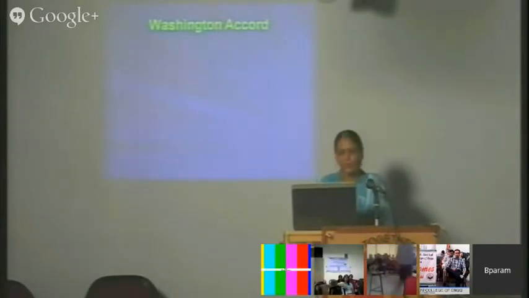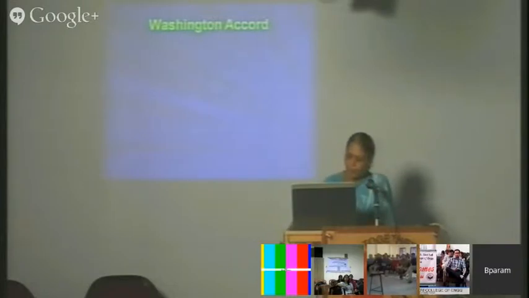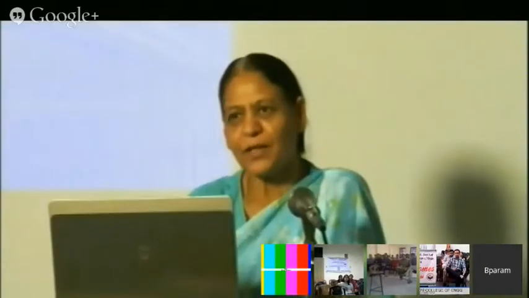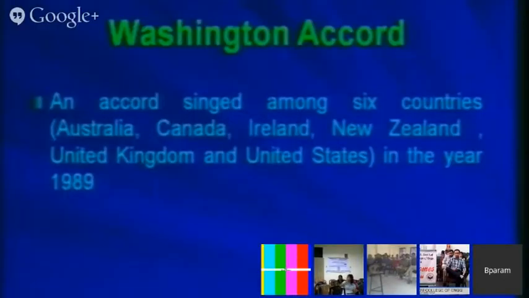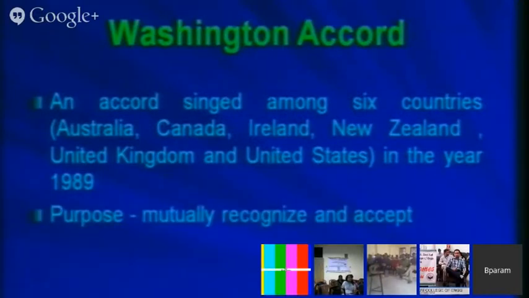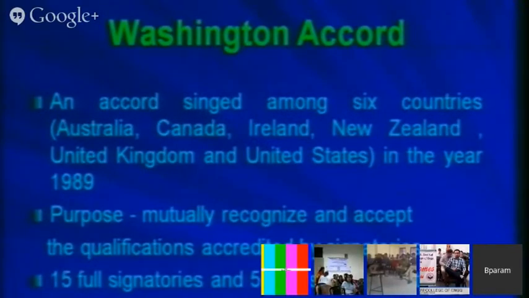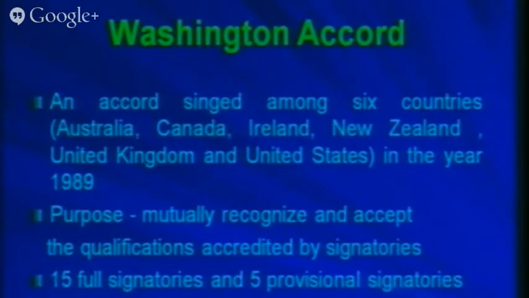Signed Washington Accord. And when we talk in terms of Washington Accord, it started with 6 countries, but at present there are 15 permanent signatories to Washington Accord. All these countries have signed an agreement for mutual recognition of the qualification, and India is also aspiring to be a permanent member. At present it's a provisional signatory, and very soon the country is going to be a permanent member.